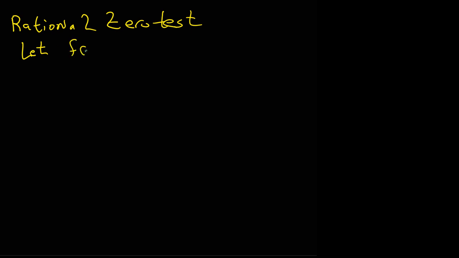So I will give it to you in book speak right now. And this is the rational zero test. And for the rational zeros test, it says, hey, let f of x equal, and it's going to be a polynomial. So we get our form back.